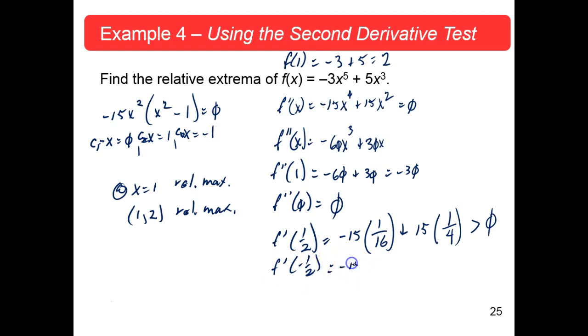That would be a minus 15 times negative, oh wait, no, that's positive. That's 1 over 16 because you're raising it to an even power, right? Okay. Plus 15 times what? One-fourth again, folks. And that's greater than 0 again. So that means coming in, it's a positive slope. Going out, it's a positive slope. Guess what that means? That's not an extreme value. It's positive going in, positive leaving. First derivative. So that means at 0, it is not an extreme value. Not relative maximum or relative minimum.